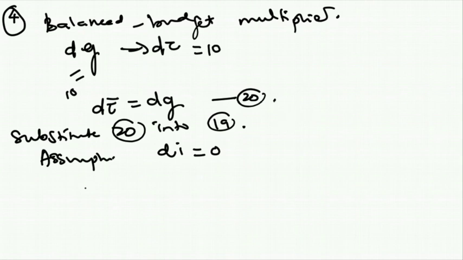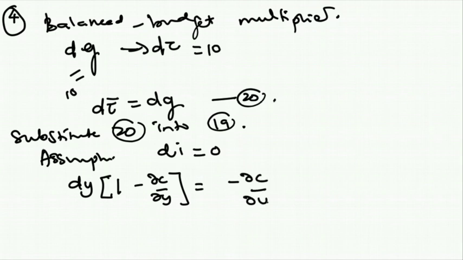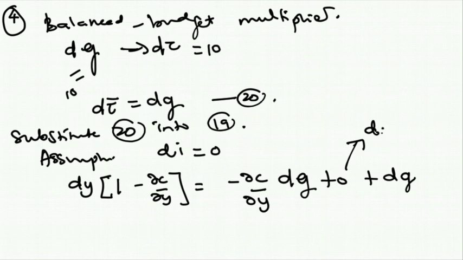So when we do that, we have this dy. Okay, if you can recall, delta c over delta y equals to minus delta c over delta y dg. Why? Because we use g for t also, the change in t. I mean the change in t and not just t, not just tau, the change in tau. Plus 0 plus dg. 0 here refers to di.